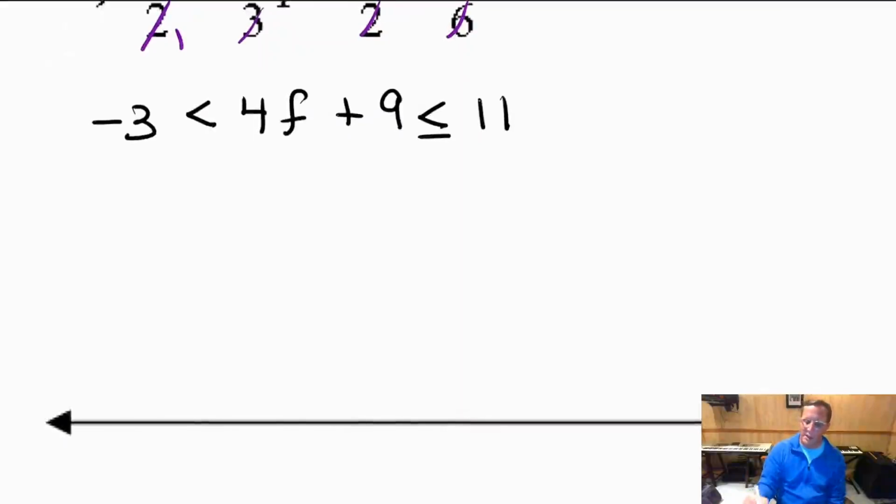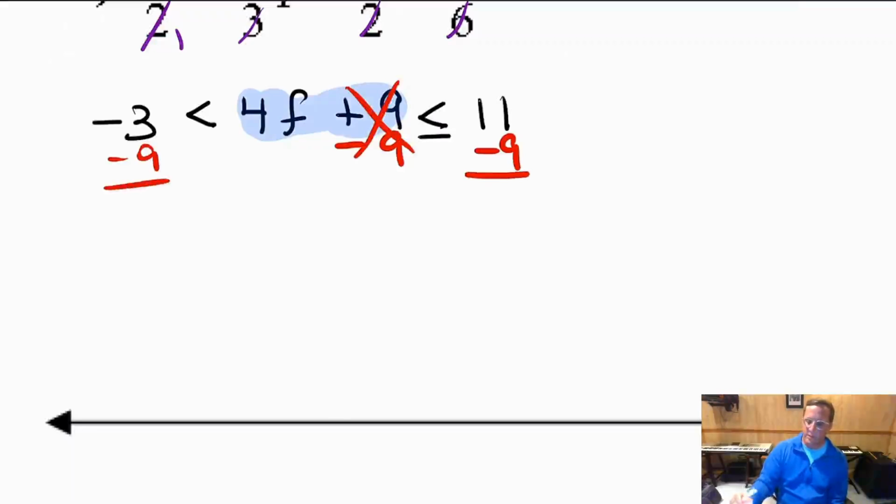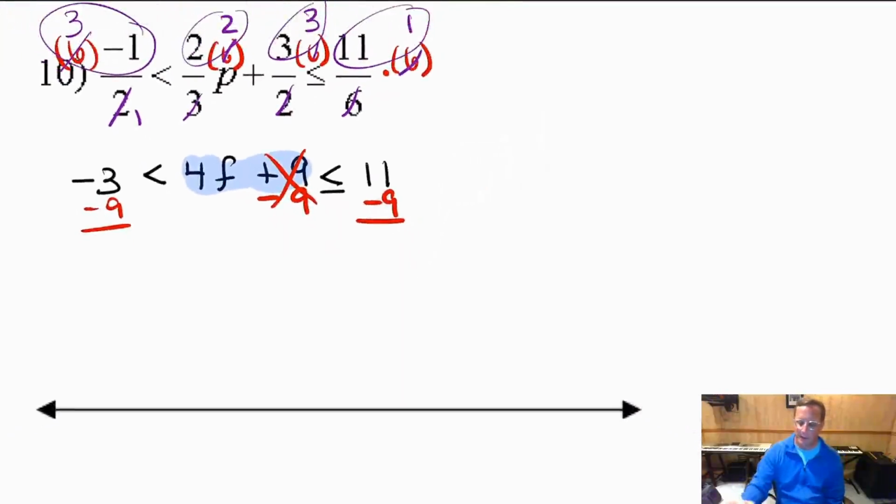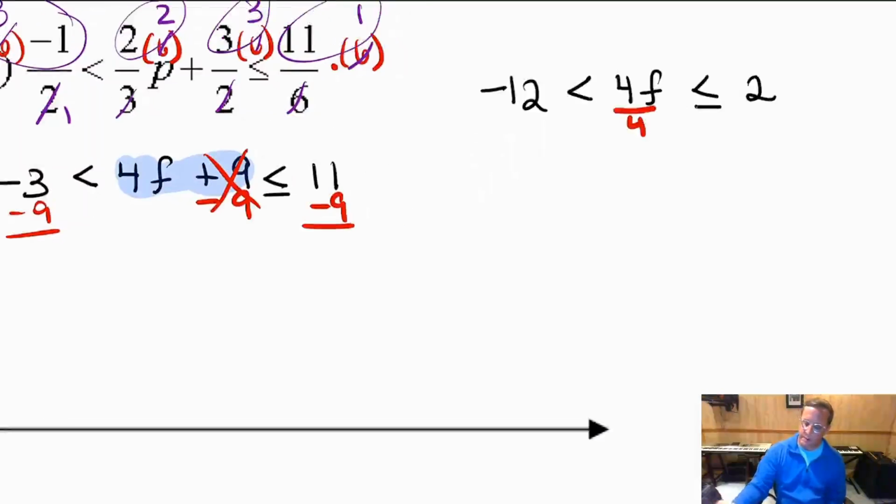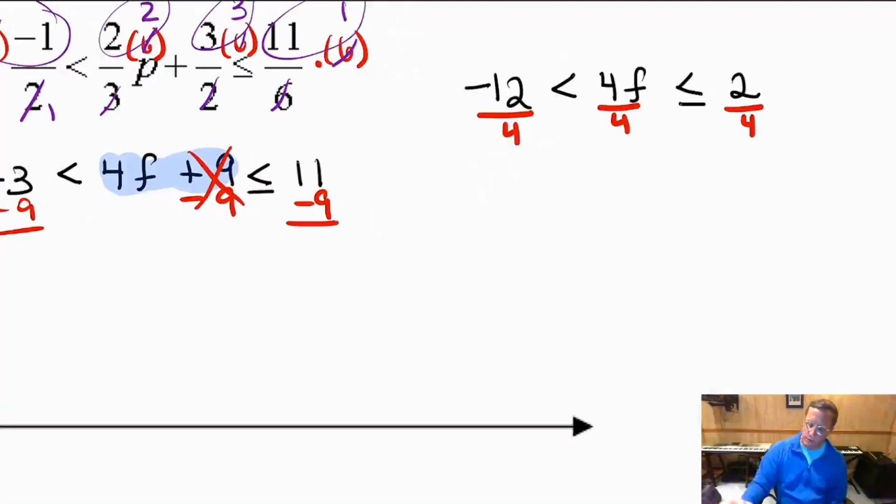All right, now we're going to focus in on that middle part here. And we're going to apply inverse operations to that so that we get the f by itself. We want to get that f by itself. So subtract 9 from all sides, not just the left side or the right side, but from all sides. These, of course, cancel out. That's what we want to happen. So now we have negative 12 is less than 4f, which is less than or equal to 2. Divide everything by 4. So when you do that, we get negative 3 is less than f, which is less than or equal to 1/2.